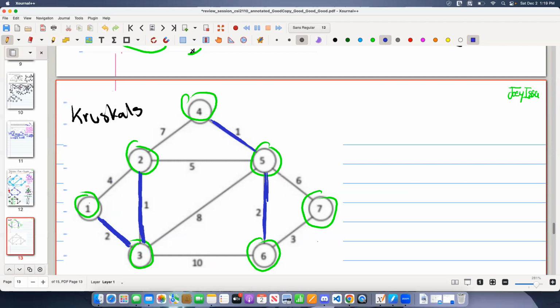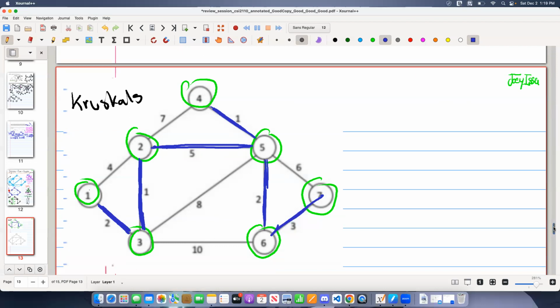Okay, what's next? Anybody? 6 to 7. Exactly, 6 to 7. And then after that, you would take 5 to 2. I mean, yeah, 2 to 5. And then that's it, we're done. That's how easy Kruskal is. You barely need to look at the graph.